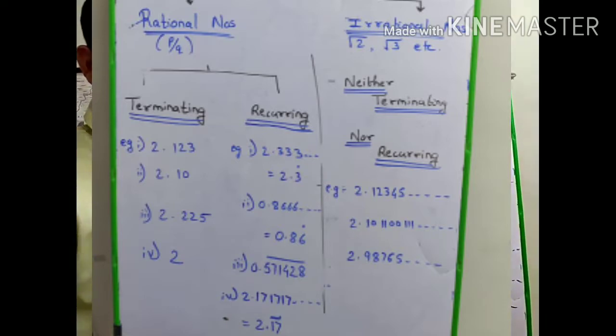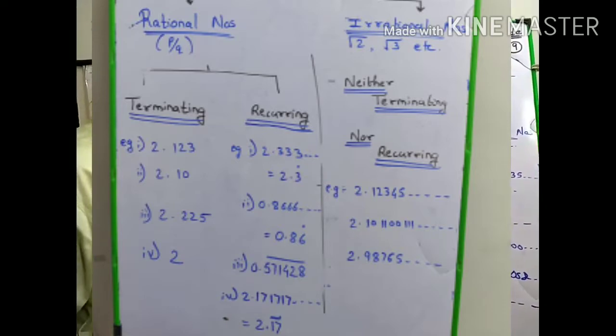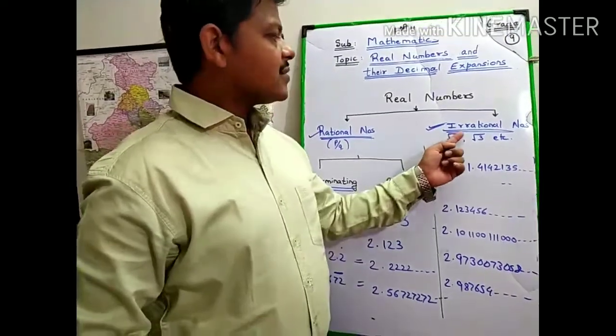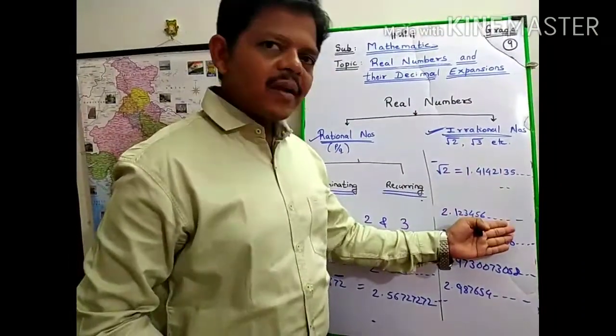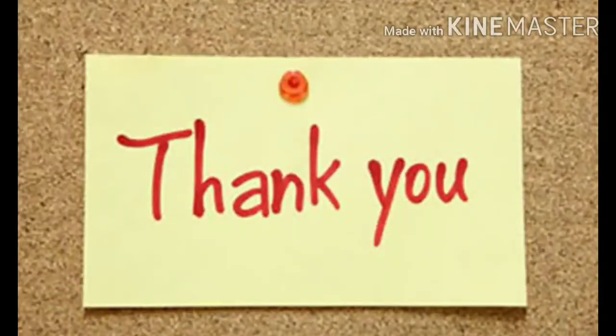So today's point was decimal expansions for rational and irrational numbers. The rational numbers will either terminate or they will recur. Irrational numbers will neither terminate nor recur. That's all for the decimal expansions. We will be soon coming with the next part.